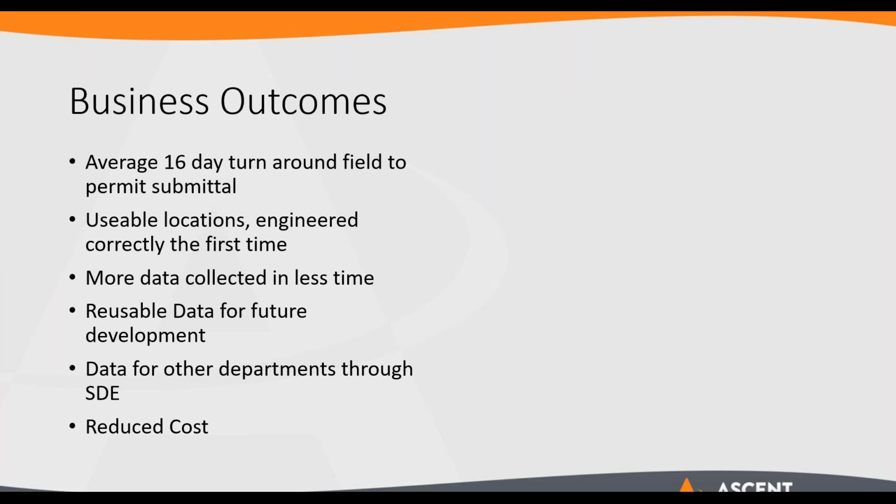So what are the big business outcomes from this? We have an average of a 16-day turnaround from field to permit submittal. Again, you get that usable location engineered correctly the first time that you can plug right into your drill schedule once it's approved by the regulating agency. We get more data in less time, usable data that you can take directly and plan off of. This data is also good for the future development.